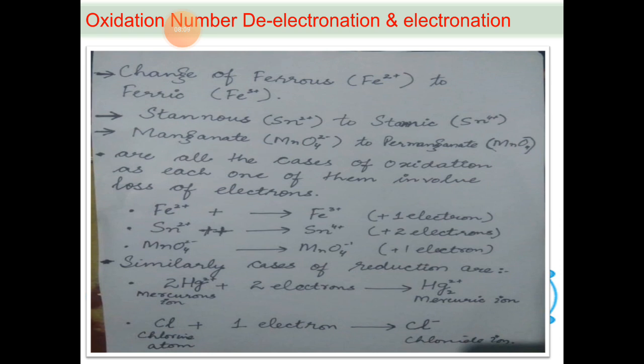So some of the examples where there is gain and loss of electrons. Let's see, conversion of ferrous to ferric, there is loss of 1 electron. Stannous to stannic, there is loss of 2 electrons. Manganate to permanganate, loss of 1 electron. Similarly, in case of reduction, we see conversion of mercurous ions, when there is gain of 2 electrons, they get converted into mercuric ion. When there is addition of 1 electron to a chlorine atom, it gets converted into a chloride ion.